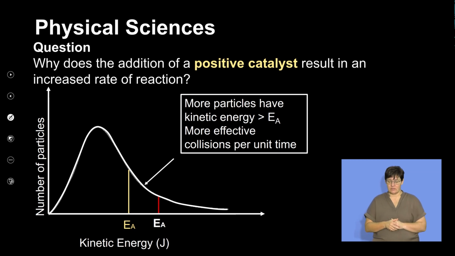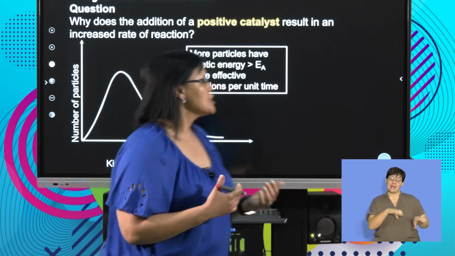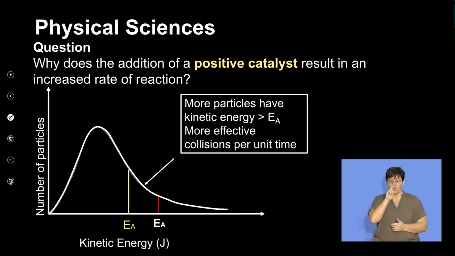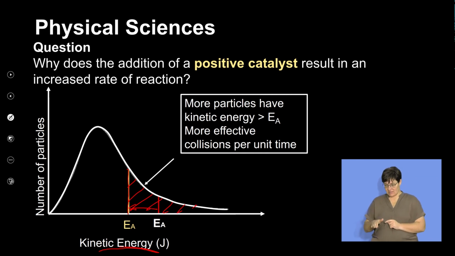Let's look at how the positive catalyst will be shown on the Maxwell-Boltzmann distribution. Remember, it lowers the activation energy. So if we look at our axis here, our kinetic energy on the x-axis, we can now see that the activation energy moves a little back on the axis to a smaller number. So all these particles here will result in effective collisions per unit time.